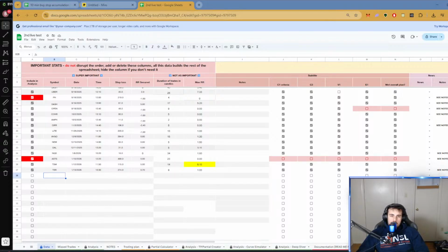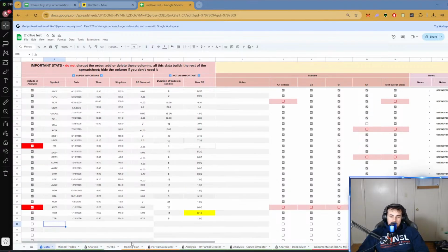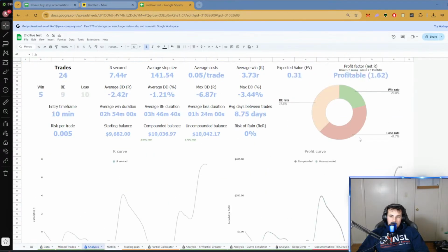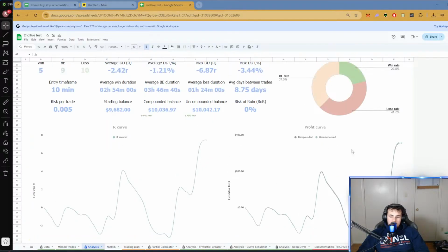Guys, put your questions in the chat. Any question you have about trading, I will answer anything here. In front of you is my live trading journal over the past couple months. This is what my curve looks like. It's a profitable curve.